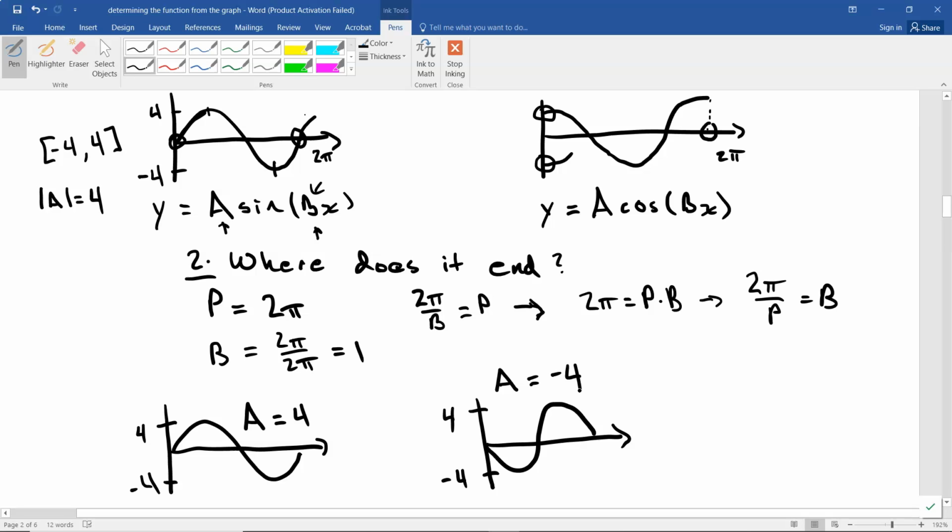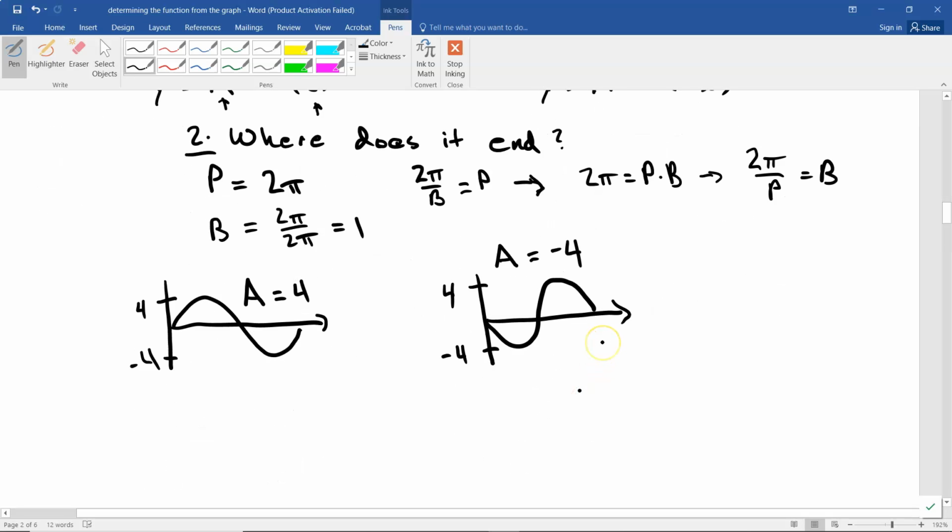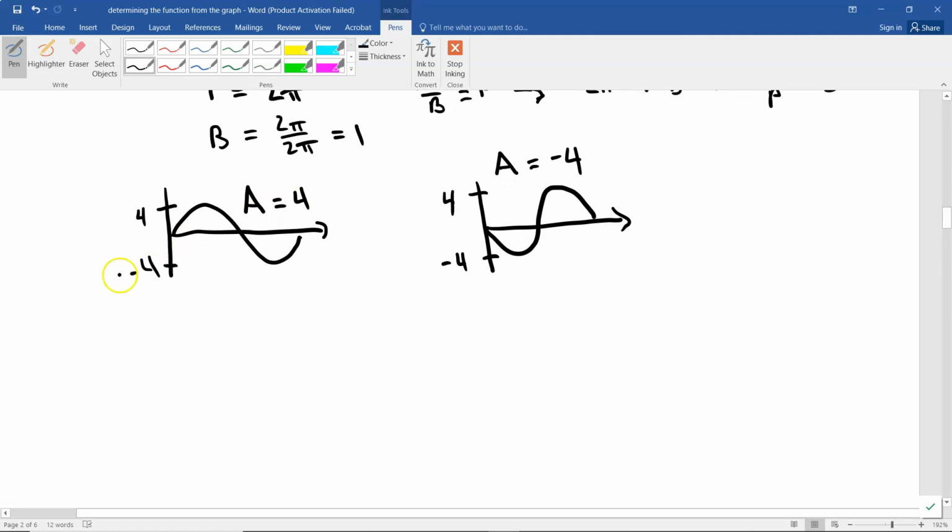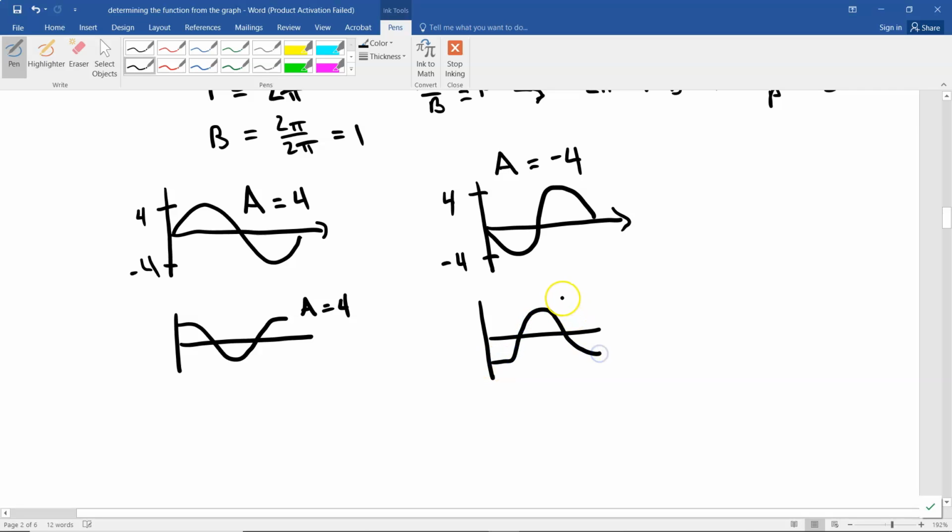Okay. For cosine, we'd have graphs that look like this. The positive version would be here, so I'll just use 4 again, so this would be a +4. And this right here would give us a is equal to -4.